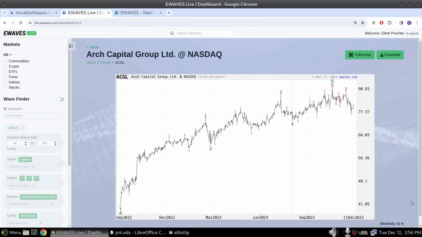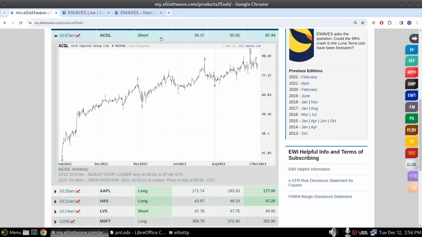Now, as you can imagine, there's hundreds and hundreds of stocks out there. So if you want to find a stock that has an ending diagonal setup like this, how do you do it? Okay, well, that's where the Wave Finder comes in, and I'll show you exactly how I found this setup using eWaves Live, and then how I was able to recommend that for EWI's flash service.